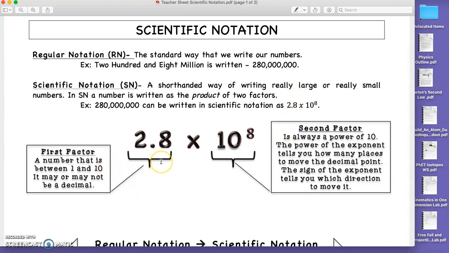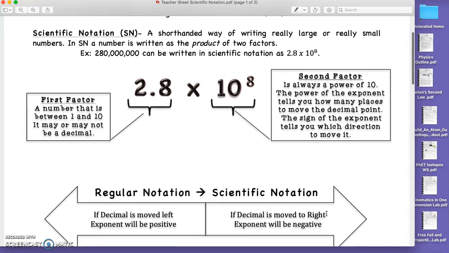The first number is between 1 and 10, and it may or may not be a decimal. So it can be just a whole number. It could be just 3, but chances are it's going to be a decimal of some sort. And then times 10 to some factor. It's always a power of 10, and the power of the exponent tells you how many places to move the decimal point. The sign of the exponent tells you which direction to move it, and we'll talk about both situations. But that's what scientific notation is.